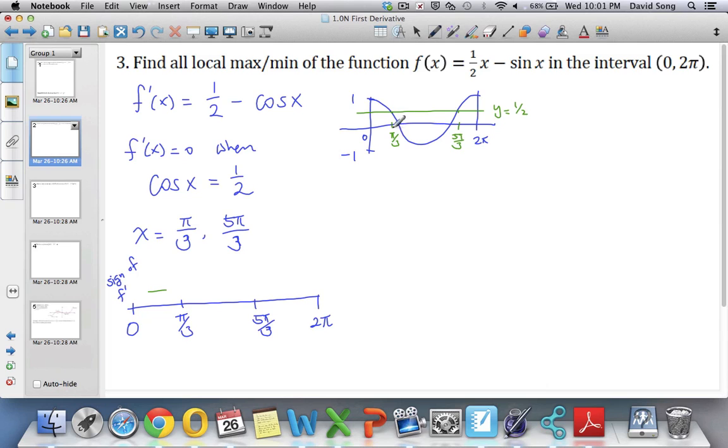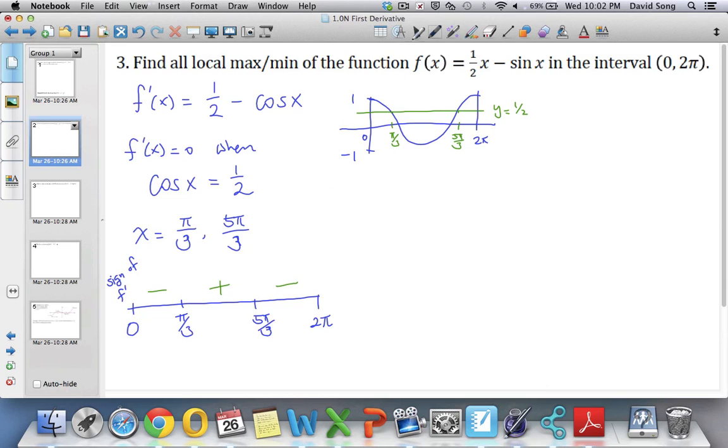And if you look at it from pi over 3 to 5 pi over 3, notice that cosine of x is smaller than 1 half. So 1 half minus cosine x will be positive. And the same thing happens here between 5 pi over 3 and 2 pi. Cosine is bigger than 1 half, anywhere between 5 pi over 3 and 2 pi. So you're going to get a negative f prime.